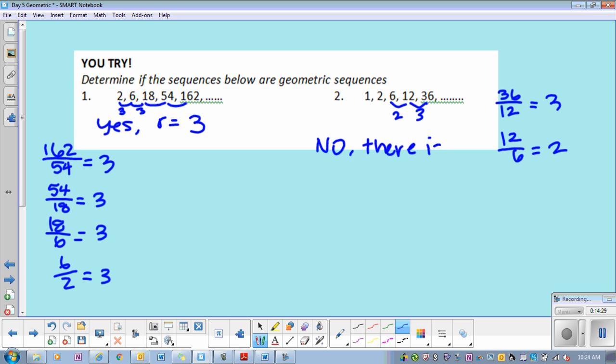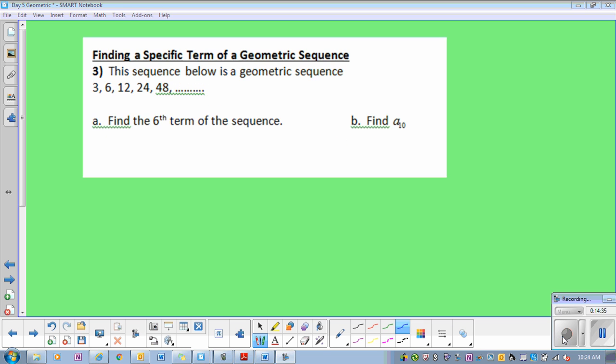There is no common ratio R, right? Okay, so this sequence is a geometric sequence. That's what they're telling you. 3, 6, 12, 24, 48.